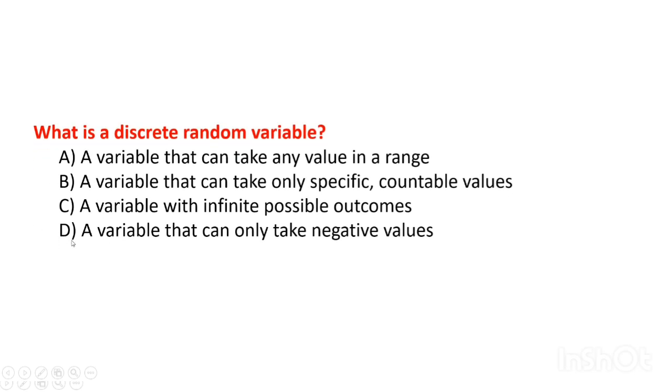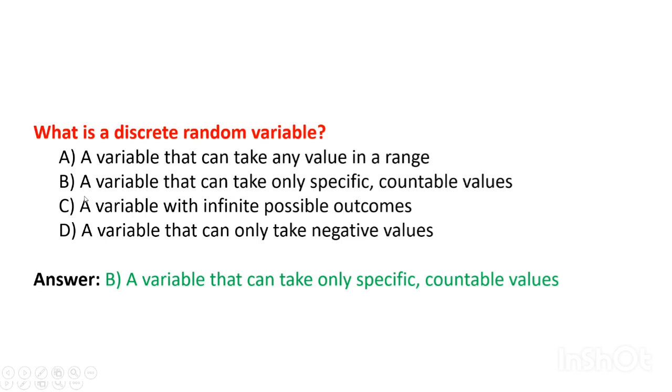So, our first question: what is a discrete random variable? Generally, a discrete random variable can only take specific distinct values like integers. The correct answer is option B.